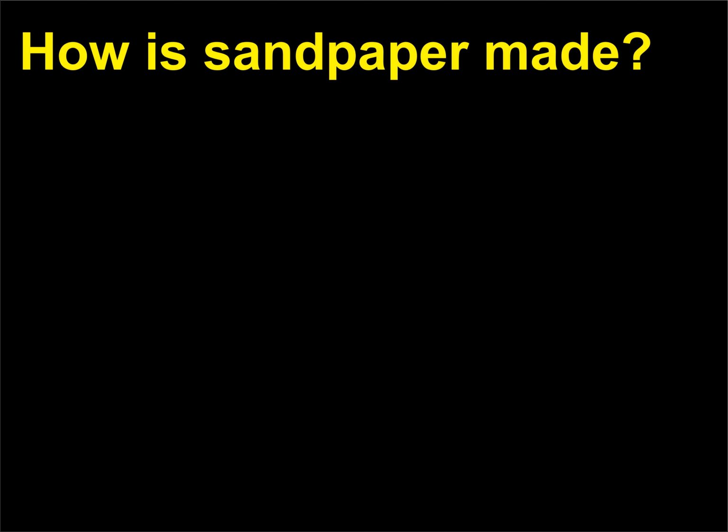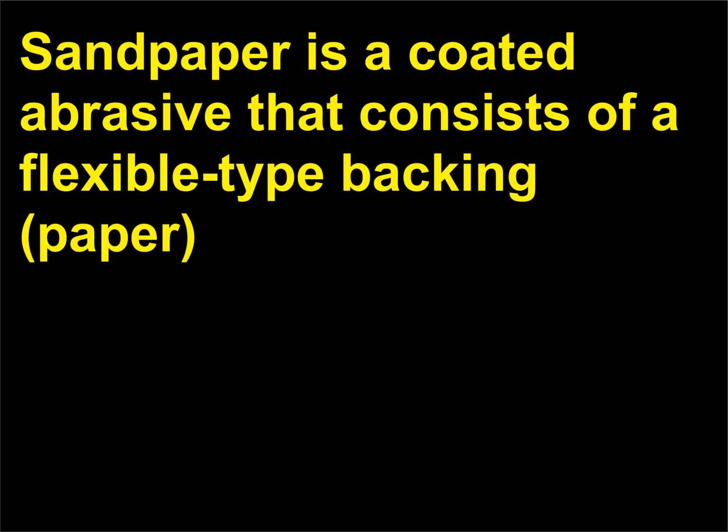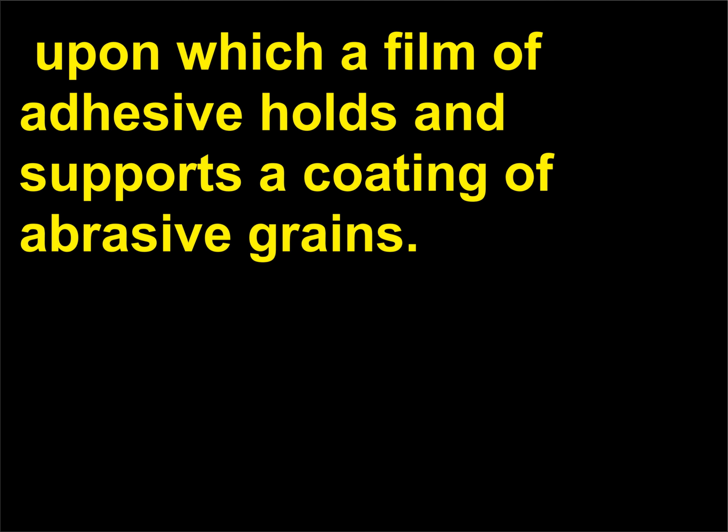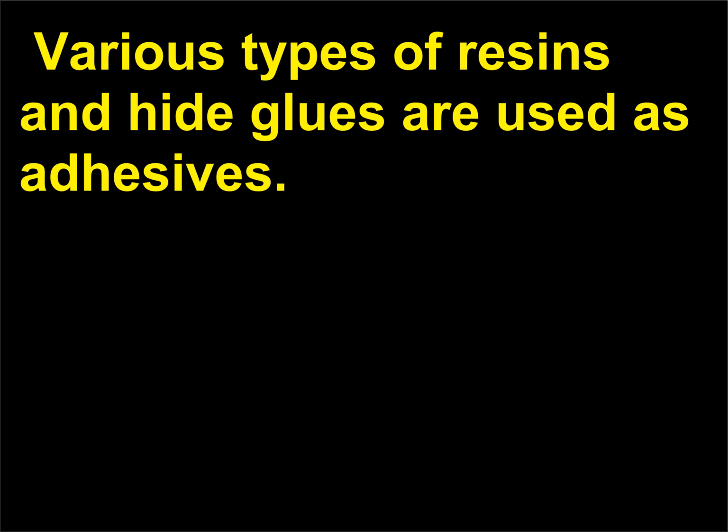How is sandpaper made? Sandpaper is a coated abrasive that consists of a flexible backing, paper, upon which a film of adhesive holds and supports a coating of abrasive grains. Various types of resins and hide glues are used as adhesives.